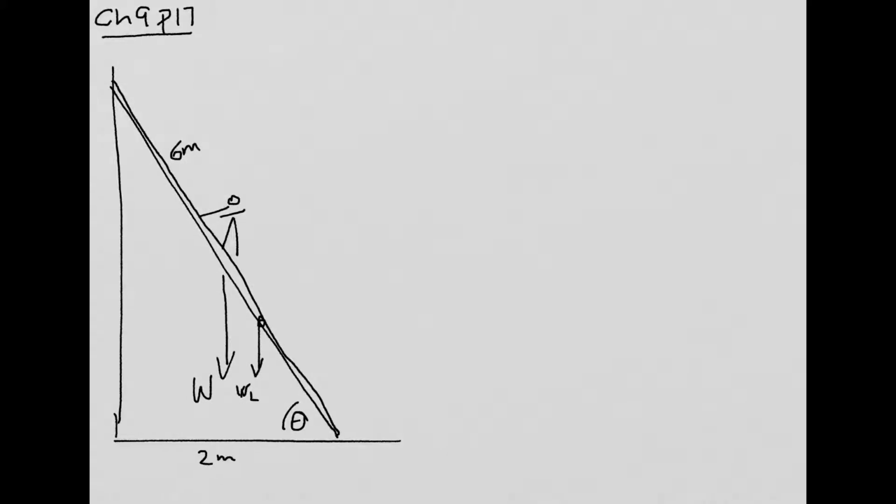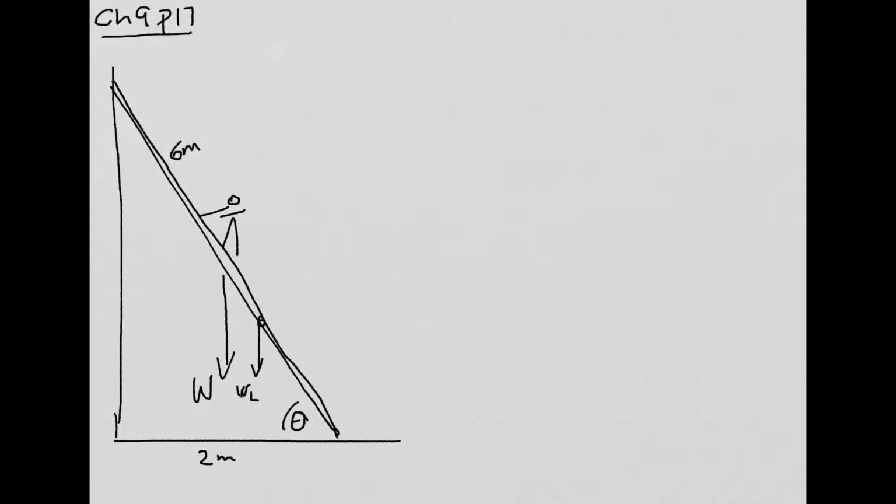This is problem 17 in chapter 9, where a 6-meter ladder is resting against a wall. In the book it actually talks about a rain gutter, but we'll use the wall. We're trying to find all the forces that are acting on the ladder.